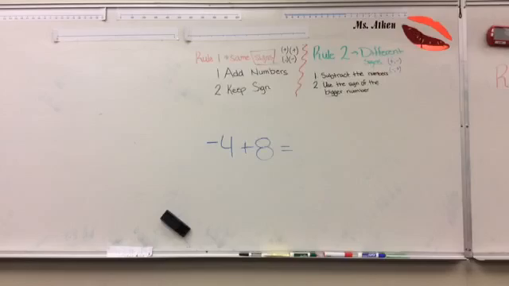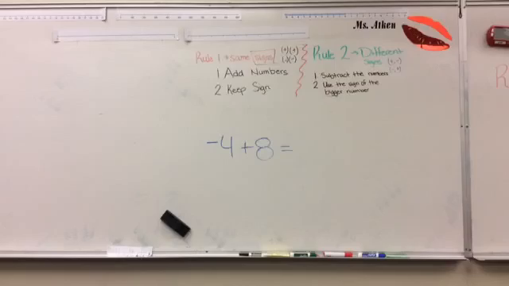So there's a negative and a positive, right? So is that rule number 1 or rule number 2? Okay, so rule number 2, you have to subtract the numbers. So what's 8 minus 4? It's not negative. Step 2 says use the sign of the bigger number. So is it positive or negative?